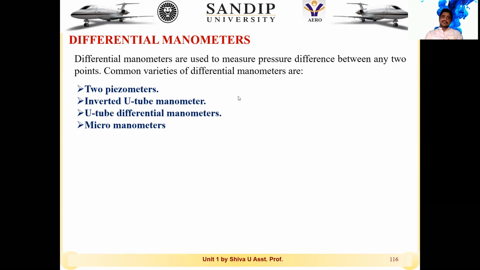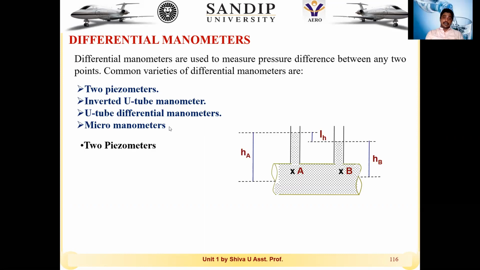And what are the types of differential manometers? That is the second part of manometers. We have completed one side branch, and the second branch we have started here. On the second branch side, we have the differential manometer, and the types are two piezometers, inverted U-tube manometer, U-tube differential manometer, and micromanometers. So remember, these are the different types of differential manometers.